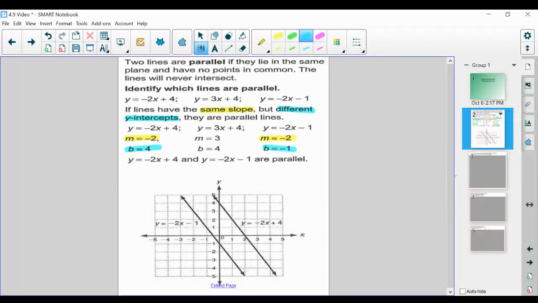And if we graph them, they would look like such, where they're going to be going in the same direction, but they're never going to intersect. The space between them will always be consistent. And that is, again, how we identify parallel lines if we're given an equation. We look for the same slope, but different y-intercepts.